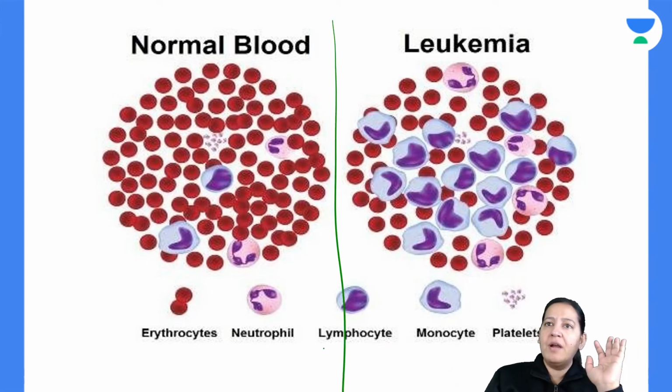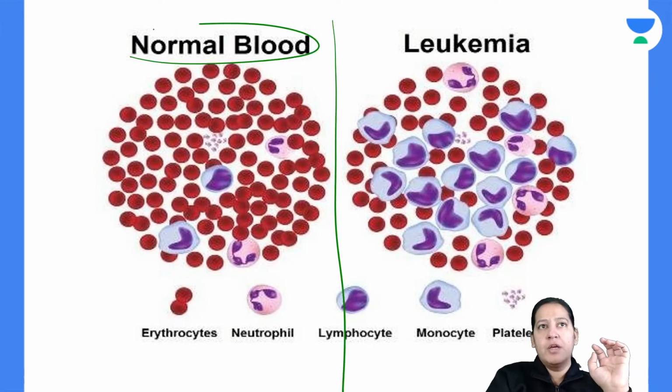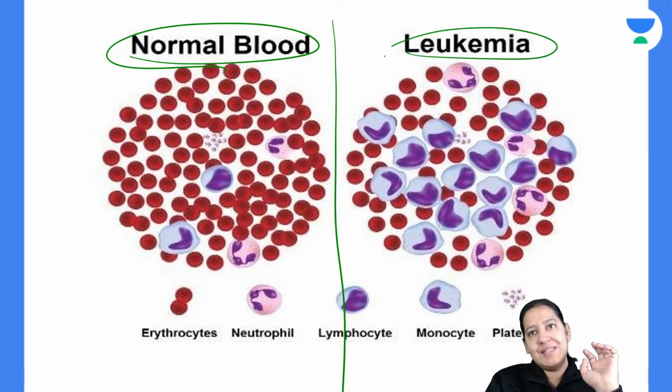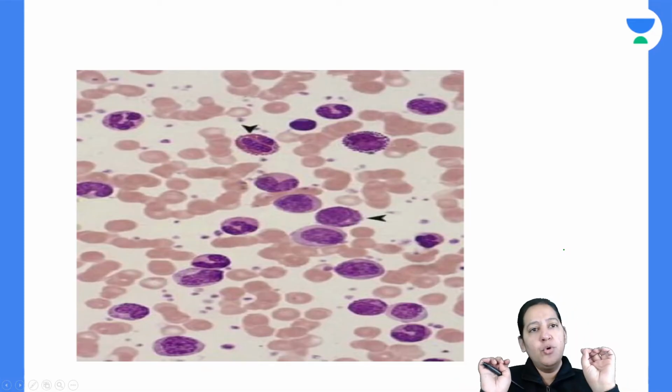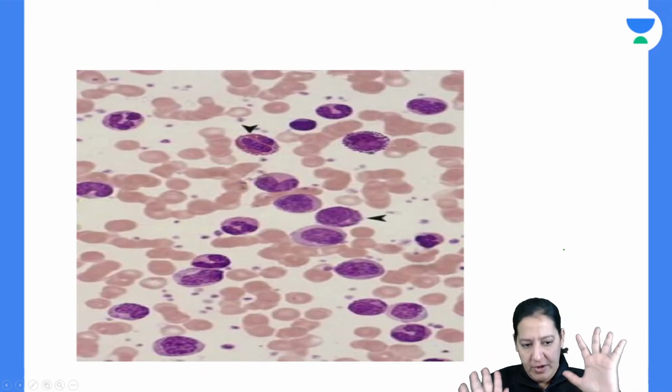So this is the real image. This is normal blood, this is CML. In normal blood, you are getting the mature cells only. In CML leukemia, you are getting everything: promyelocyte, myelocyte, metamyelocyte, band form, neutrophil, eosinophil, basophil, everything. So that is the difference. See the basic, beautiful diagram. Okay, what is there in this diagram?